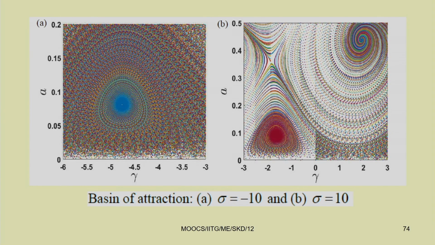So, here with different values of initial conditions, this basin of attraction has been plotted. One can see this is one solution, this is the other solution and this is the unstable solution which looks like a saddle point.